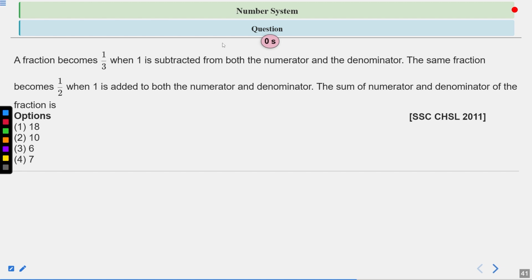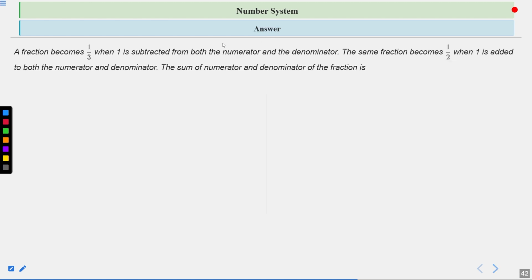Now time's up. Let's see the solution of this question. There is a fraction that becomes 1 by 3 when 1 is subtracted from both numerator and denominator, and the same fraction becomes 1 by 2 when 1 is added to both numerator and denominator. We need to calculate the sum of the numerator and denominator of that fraction. So we can easily calculate it. The correct answer of this question is second, which is 10. Now see the detailed solution using concept 2.1.